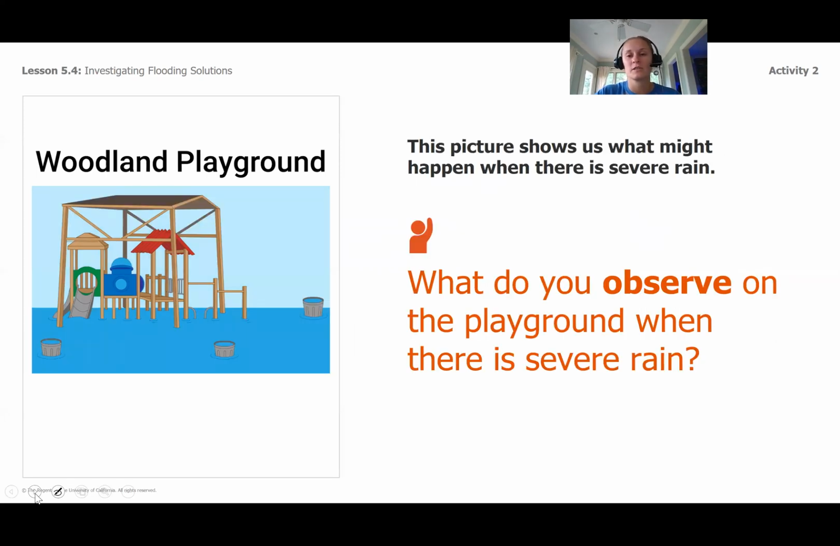This picture shows us what might happen when there's severe rain. What do you observe on the playground when there's severe rain? What do you observe? When there's severe rain, remember, there's flooding, okay? And the water levels rise so that it can be dangerous for anyone near.